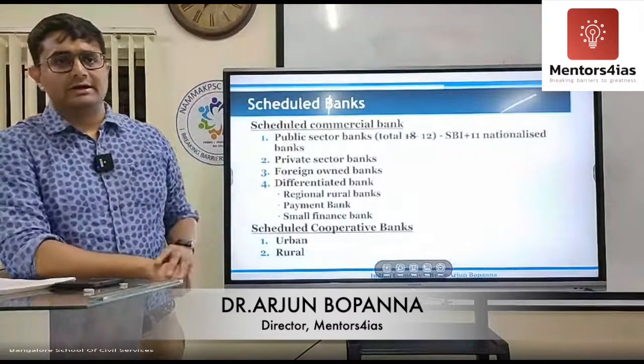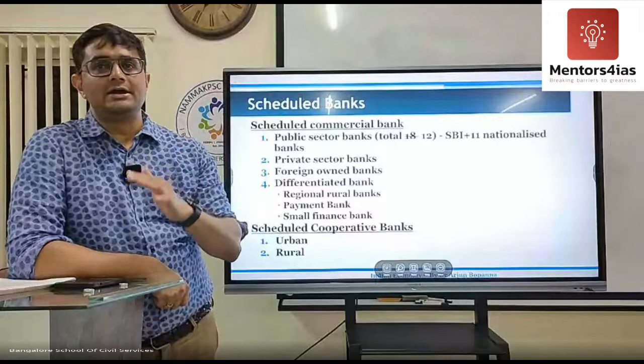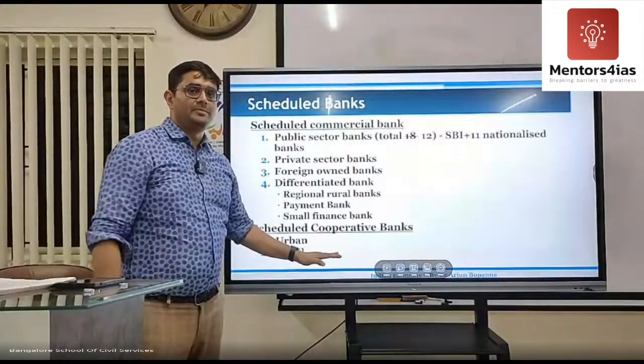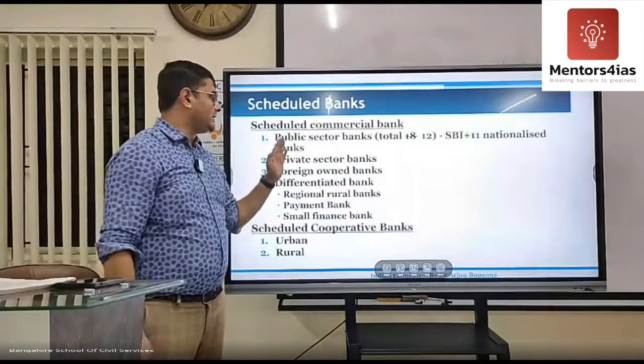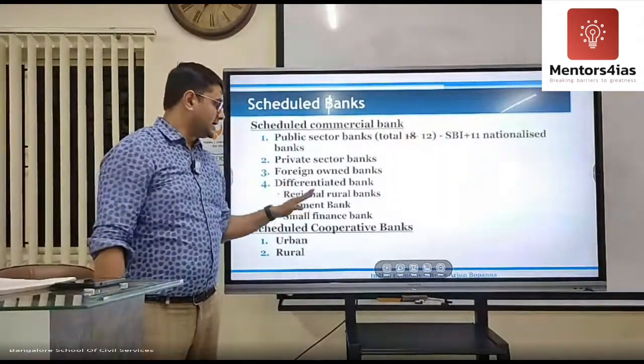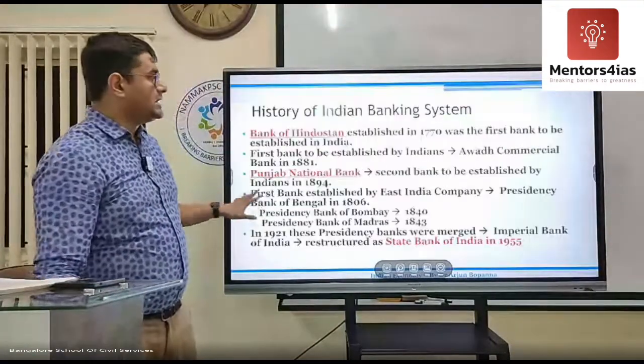So, the Indian banking system. This you have already understood now. Indian banks can be classified into scheduled and non-scheduled banks. Scheduled banks include commercial banks and cooperative banks. Commercial banks include public banks, private banks, foreign banks, and differentiated banks: RRBs, payment banks and small finance banks. So this is the structure. We have already understood this.